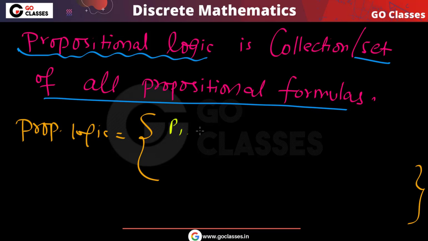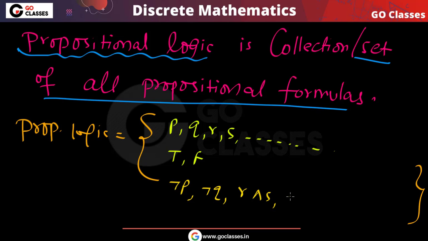For example, every propositional variable is a formula. True, false is a formula, and also any combination of them using logical connectives, like negation, is a propositional formula. Conjunction is a propositional formula. Implication is a propositional formula. So the point is very simple: propositional logic is the set of all propositional formulas. This is the definition.